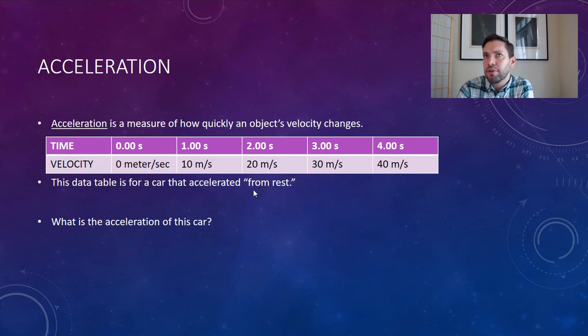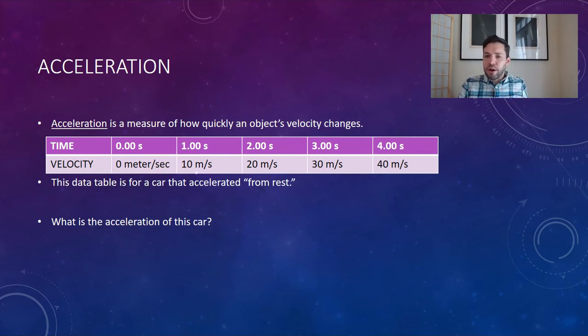Acceleration, on the other hand, tells us not about our change in position or displacement, but about our change in velocity. So here's a data table where we have a car that's accelerating from rest. It's starting from a stop. And as you can see, every second, its velocity is changing. It's getting faster and faster and faster. That's acceleration.